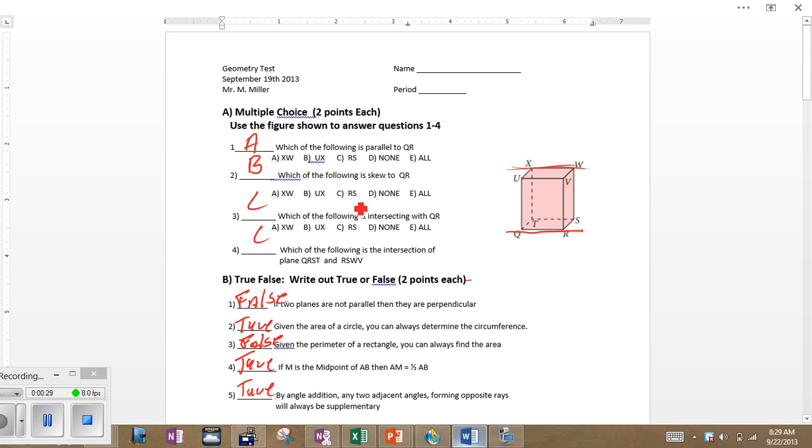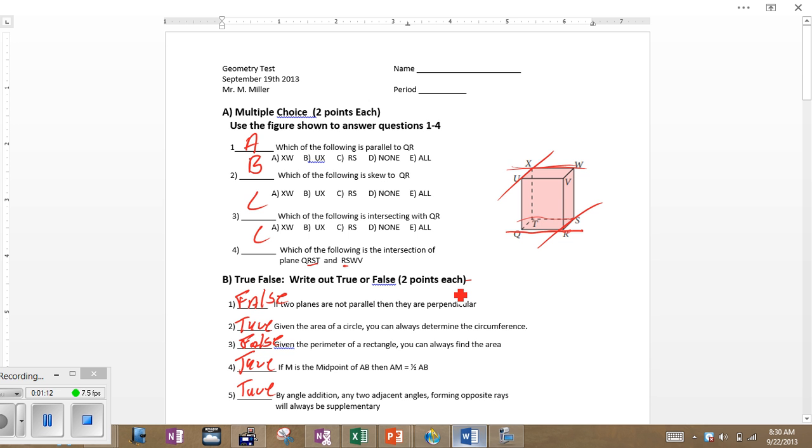Done. Which is skew to QR? XW is parallel, UX is skew to QR. And which of the following intersects with QR? RS is intersecting with QR. Which plane is the intersection of QRST and RSBW? Well, you can see that they both contain RS, so that is the value of the intersection.